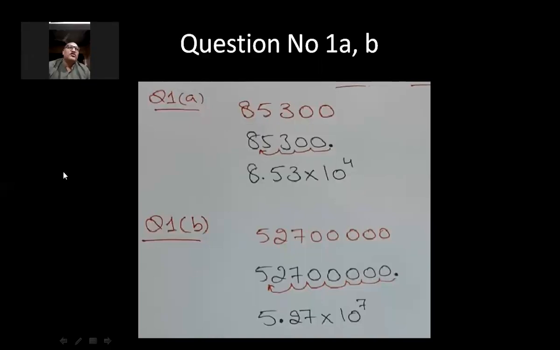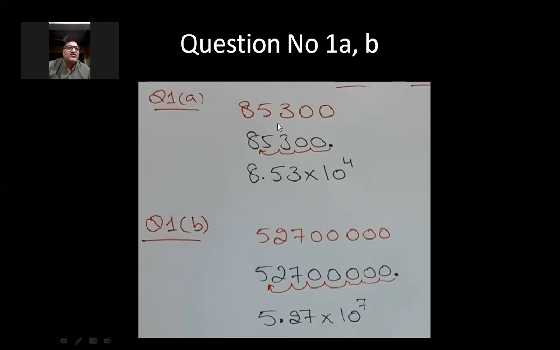So question number 1 is coming up on your screen. It says express each of the following numbers in the standard form. The first question is 85300. So you can see that we have to write it in the standard form. Its decimal is here. So I will move this decimal so that the number becomes more than 1 and less than 10.